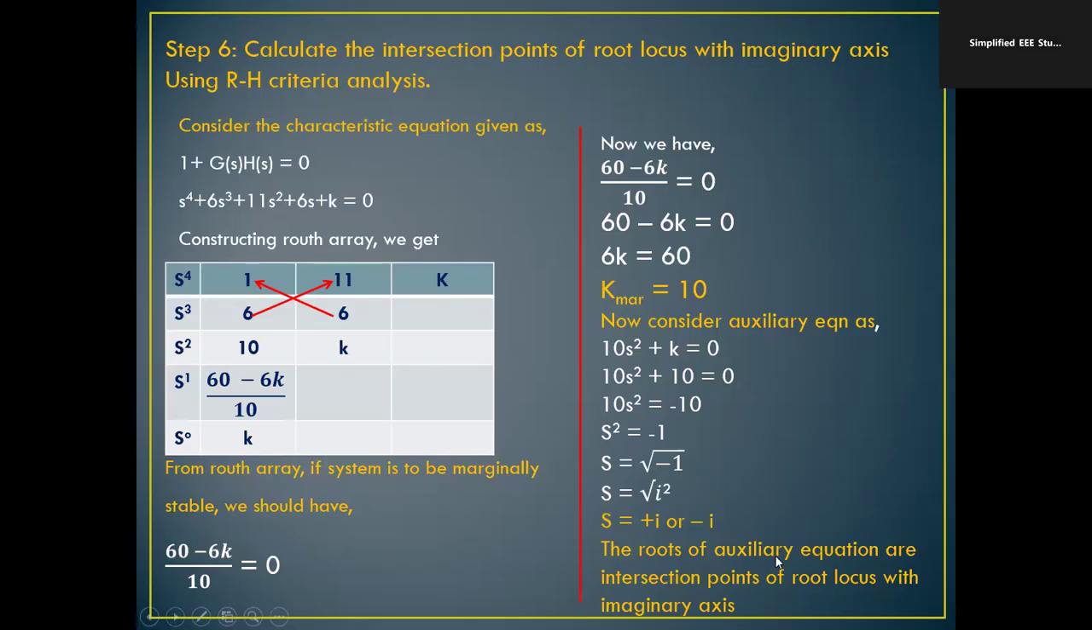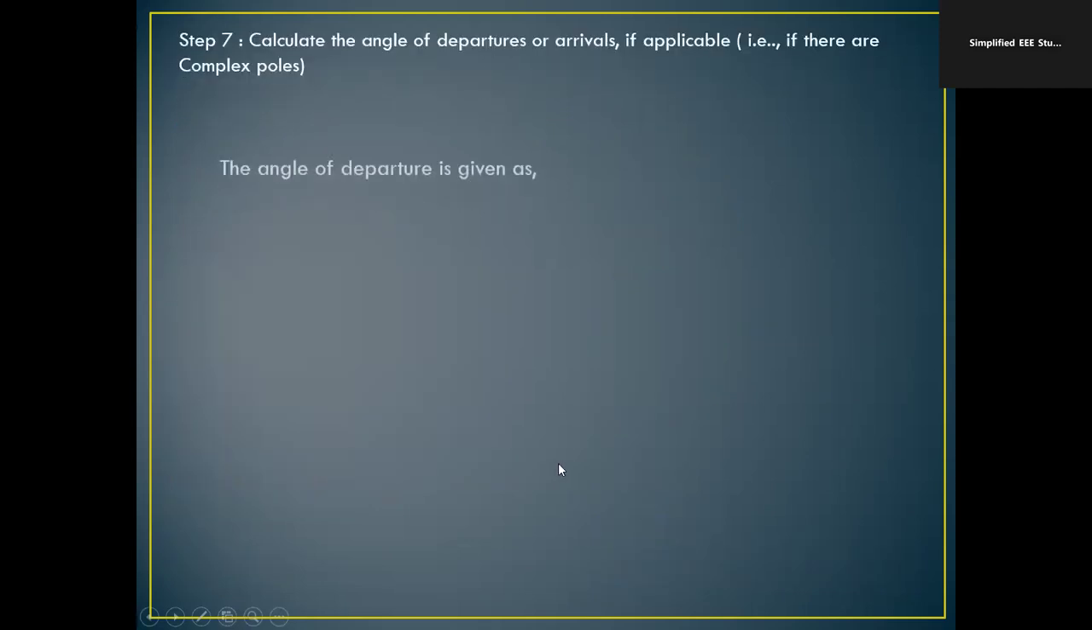So the roots of the auxiliary equation are the intersection points of the root locus with the imaginary axis. So of course we have a point. We have to mark this point at the imaginary axis. These are the intersection points as well. So calculate the angle of departure or angle of arrival if applicable, if there are complex poles.